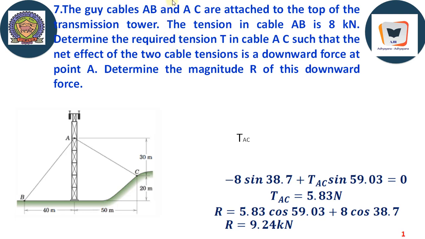The algebraic sum of the vertical components of tension in AB and tension in AC will be equal to the resultant, and the sum of the horizontal components of these two tensions must be equal to 0 because the resultant happens to be vertical. So we make use of this and we will solve the problem. TAB is 8 kilonewton, this angle is theta, and TAC is to be determined, and this is the resultant. The red line represents the resultant acting downwards.